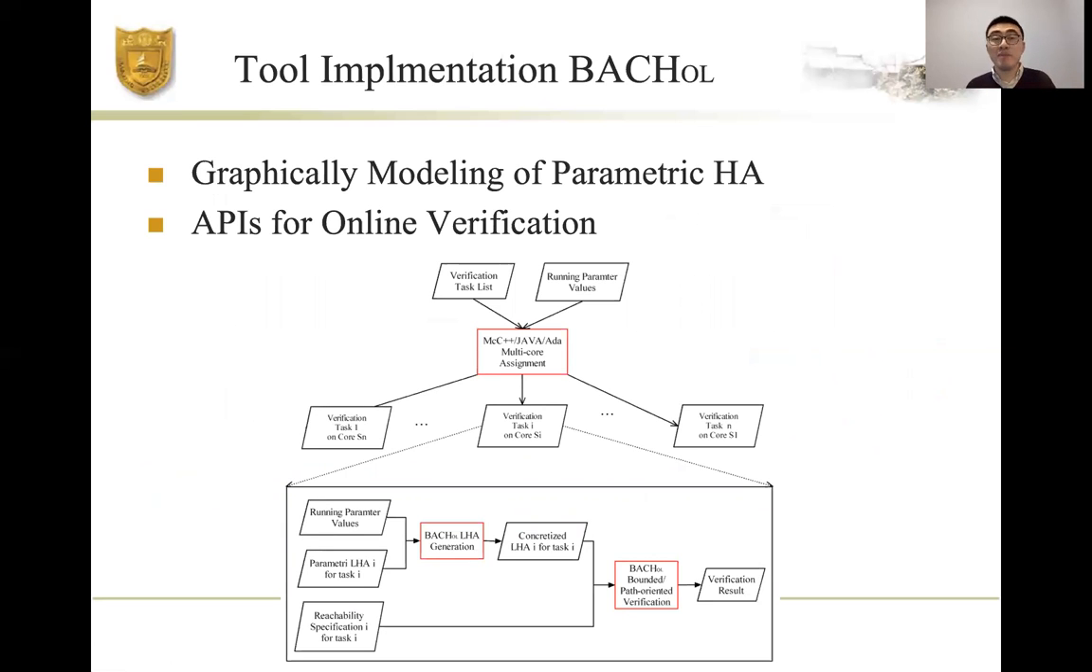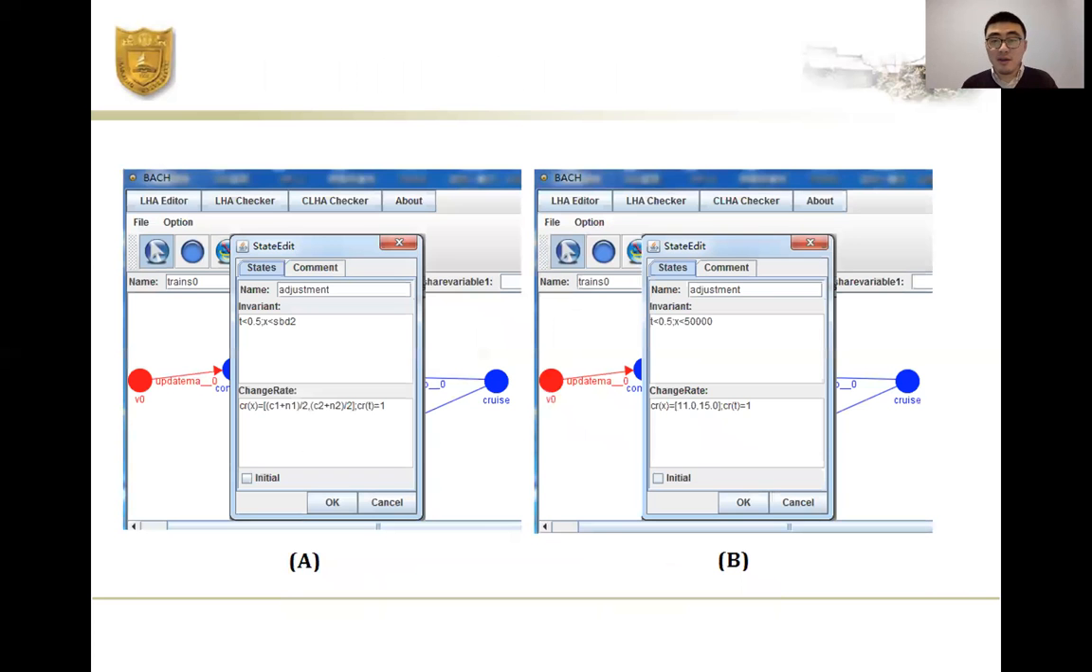So we implement a new version of the tool, which we call Bug Online. It has a graphical remodeling of the parametric hybrid automata. It has APIs for online verification, and you can see here you can write the change rate as C1 to C1 plus N1, where C1 and N1 are free parameters. But if you concretize it, you will see it's 11 to 15, something like that.